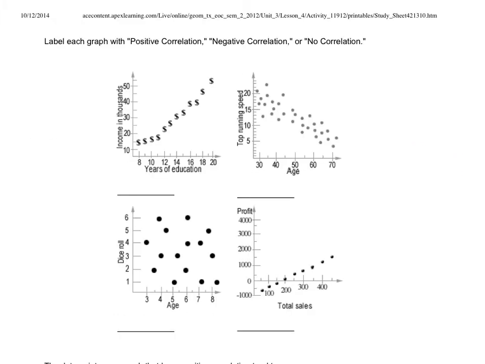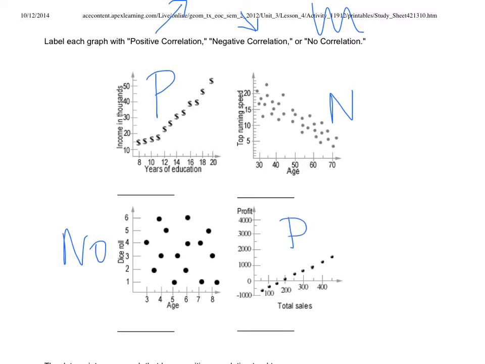Moving on to the next page, you're supposed to label each graph with either positive, negative, or no correlation. Positive correlation is going to be going up, negative correlation is going to be going down, and no correlation means it's just going to be kind of all over the place. So the first graph here, the one with the dollar signs, is positive. The one about the top running speed is negative. The one with the dice roll and the age is no correlation. And the total sales is going to be positive because it is going up.